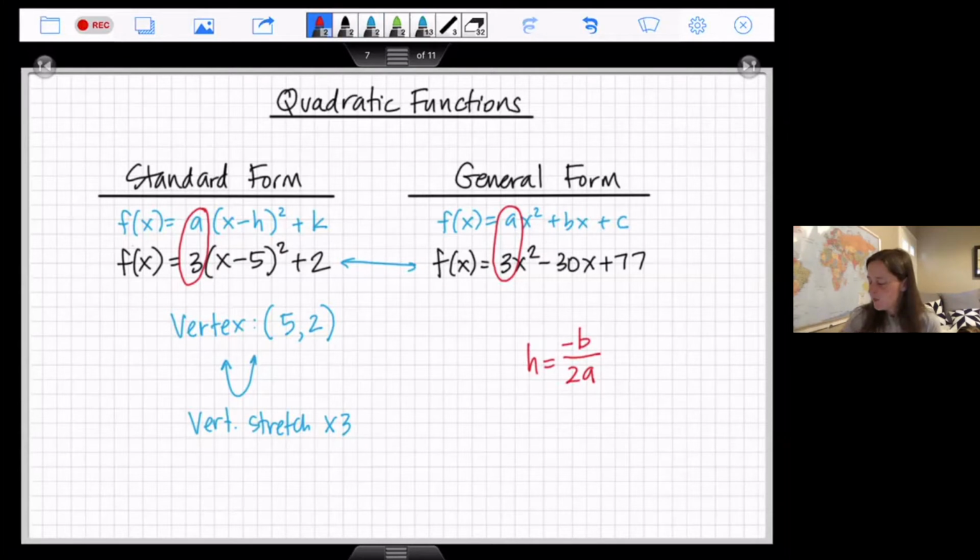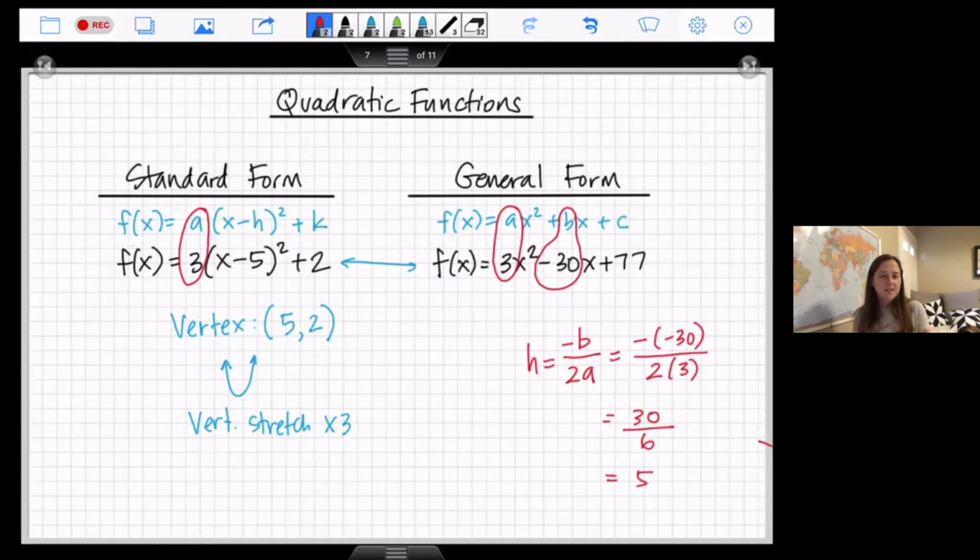So if I'm over here on the right, if I want negative b, our b is this negative 30, right? So I'm going to plug in, there's a negative in the formula, b is negative 30 divided by 2 times a. I already circled a was equal to 3. All right, so I've got a positive 30 on top and a 6 on bottom, and that gives me 5. And we saw that 5 is the x coordinate of the vertex. So looks like this formula works. Where in the world did it come from?